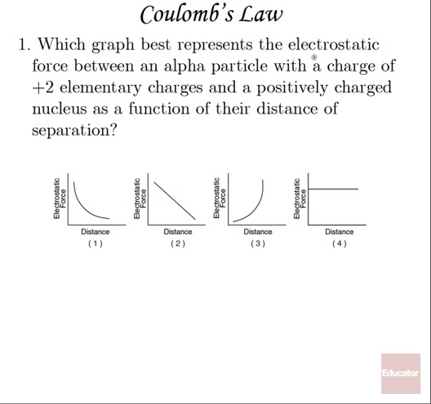Which graph best represents the electrostatic force between an alpha particle with a charge of +2 elementary charges and a positively charged nucleus as a function of their distance of separation? Well, the electric force is K Q1 Q2 over R squared. Remember, we have this inverse square law as a function of distance. So as things get further apart, we get a smaller electric force, and that goes down as the square of the distance. So our correct answer must be number 1.